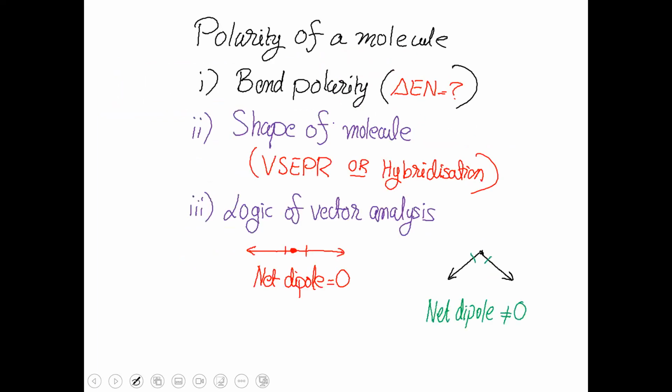Now, let's look at the polarity of a molecule. Bond polarity: check the difference of electronegativity. Shape of molecule: check VSEPR, or hybridization is not a concern now. And the logic of vector analysis. The third is very important to understand, but I think you take physics also, so you can understand that forces which are opposite to each other will cancel each other if they are equal. Okay. Now this is a type of summary to decide the polarity.